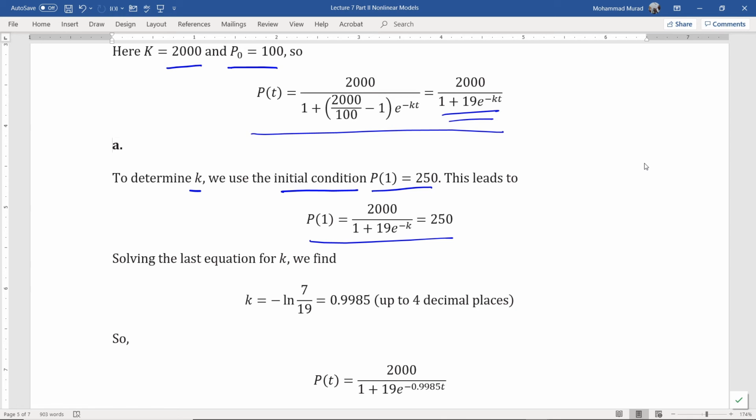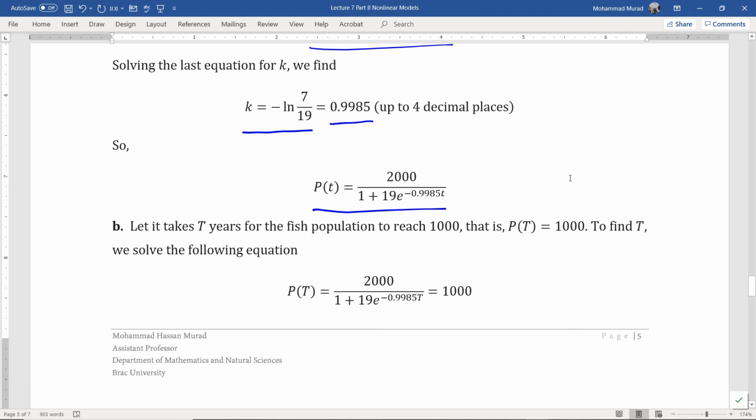Now solving this equation for k, we find that k equals the natural log of 7 over 19, which equals 0.9985. So the model takes the form p of t equals 2000 over the quantity 1 plus 19 times e to the negative 0.9985 times t. This is the required expression for the growth of fish, satisfying the logistic differential equation.